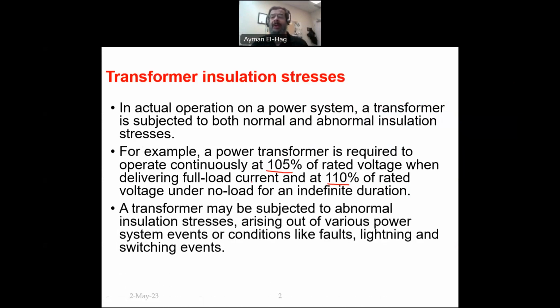Also, transformers are subjected to abnormal conditions, and those abnormal conditions will lead to abnormal insulation stresses. For example, when you have a single line to ground fault, it will lead to an increase of the voltage on the other phases. Lightning events, switching events, all these types of abnormal conditions will lead to abnormal stresses on the insulation of the transformers. So the transformers should be able to withstand these stresses.